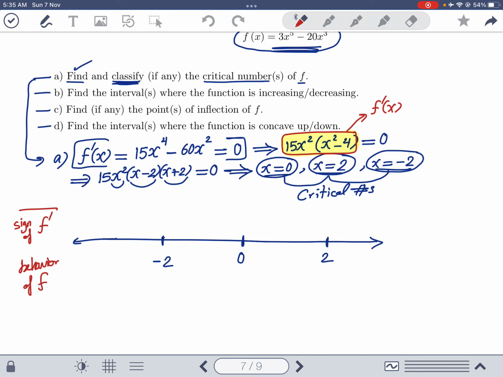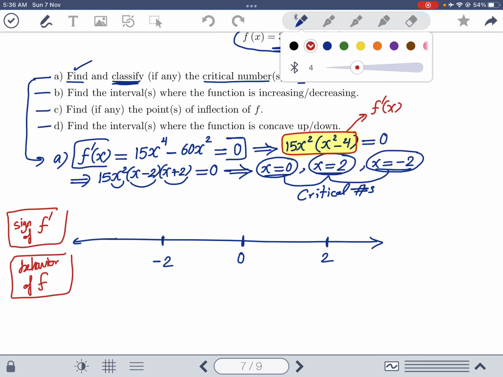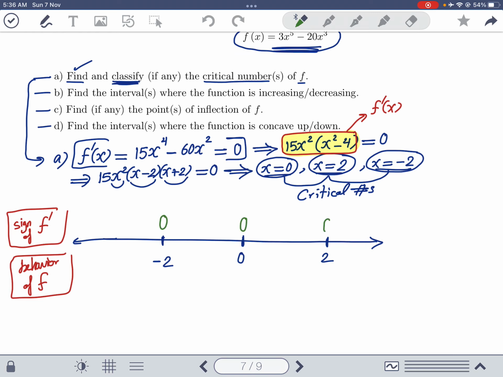I will make you understand what I mean by these two. Notice that we said at -2 the derivative is 0. At 0 it's 0, and at 2 it's 0. All of them it's 0. When we put f prime equal to 0, we got the 3 points. So this means that f prime is 0 at each one of those 3 points.